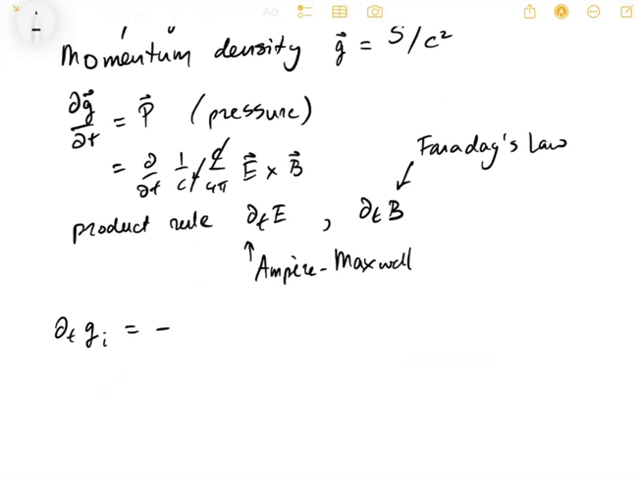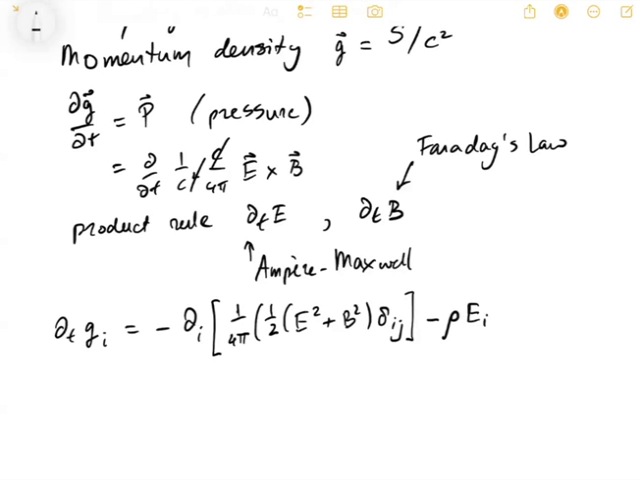And it is equal to minus del I, so that's a d dxi of this expression, which is 1 over 4 pi, and then it's 1/2 e squared plus b squared, and then there's a delta here, delta ij, minus rho ei minus 1 over c, and then here is the j crossed with b, and it's the ith component.